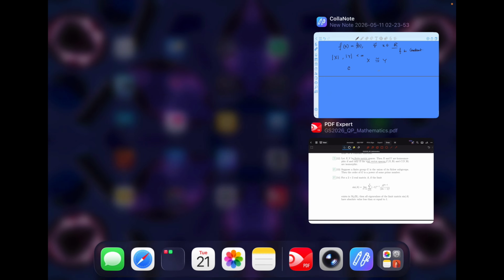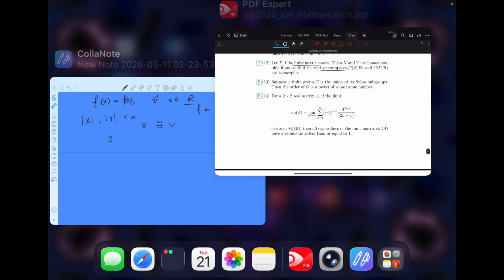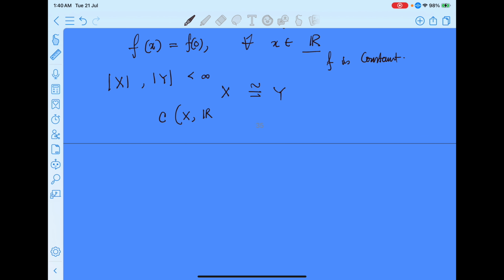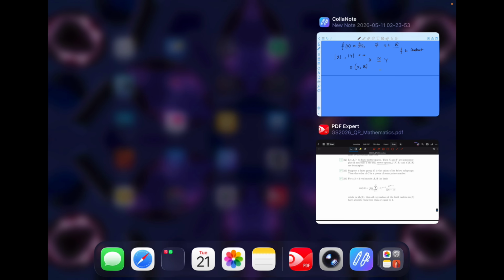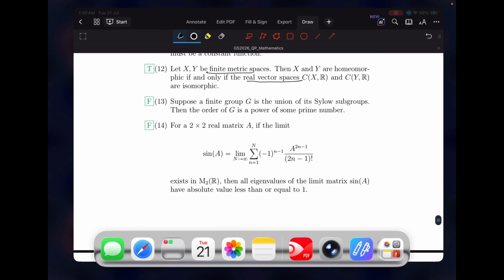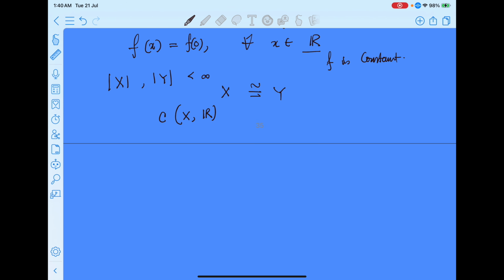C of x comma R is the set of all continuous functions from x to R. If x comma y is homeomorphic, then they are isomorphic as a real vector space. Why is this true? Why are they isomorphic as a real vector space? Because x is homeomorphic to y, that means mod x equals mod y.